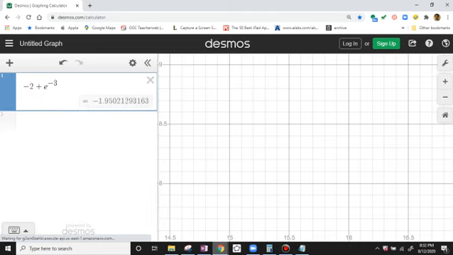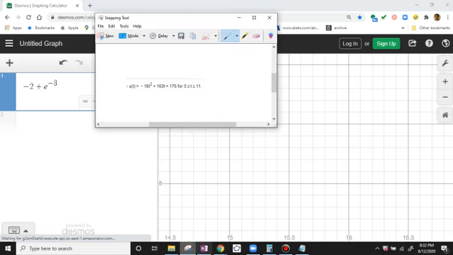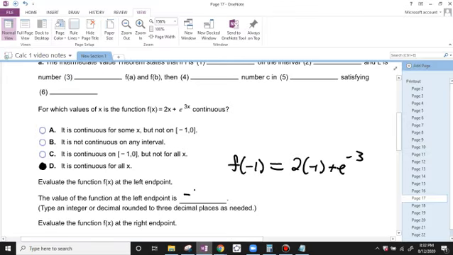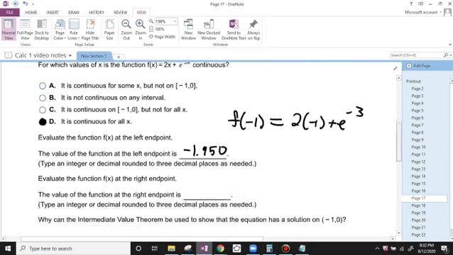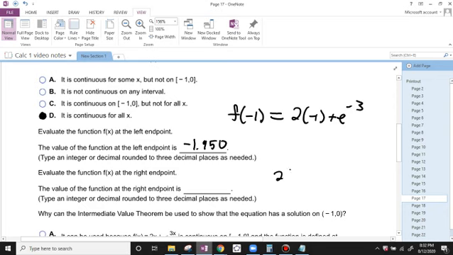Negative 1.950, round to 3 decimal places. The value at the right endpoint is 0. The right endpoint is 0, so it's 2 times 0 plus e to the 0. That's 0 plus 1, 1.